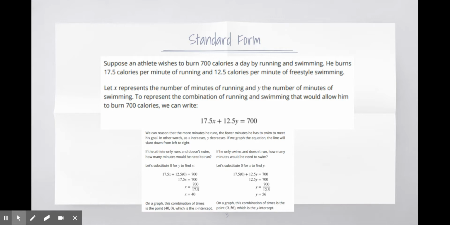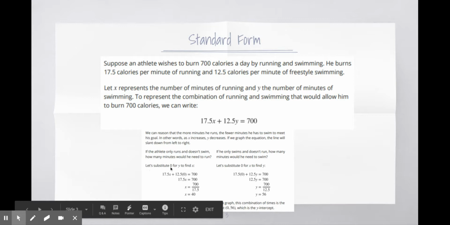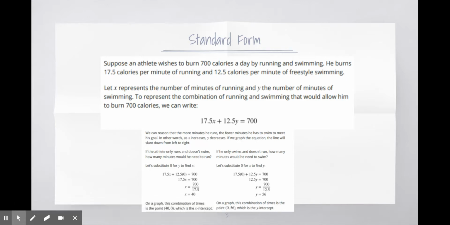So if he only runs and doesn't swim, how many minutes would he need to run? This is asking you to substitute 0 for Y because he didn't swim and Y was swimming, and find X. So you can see the process of us doing that. This is asking you to find what the X-intercept would be. So on a graph, this combination of times is the point (40, 0), the X-intercept.